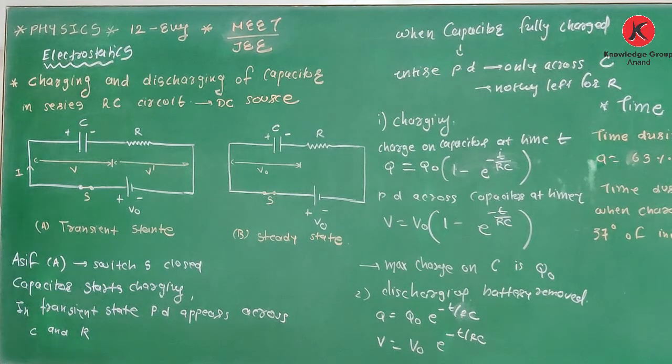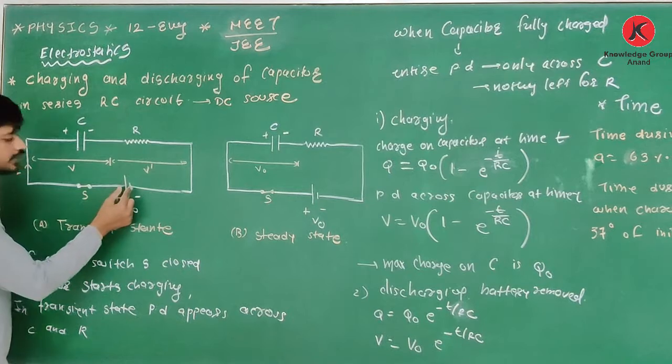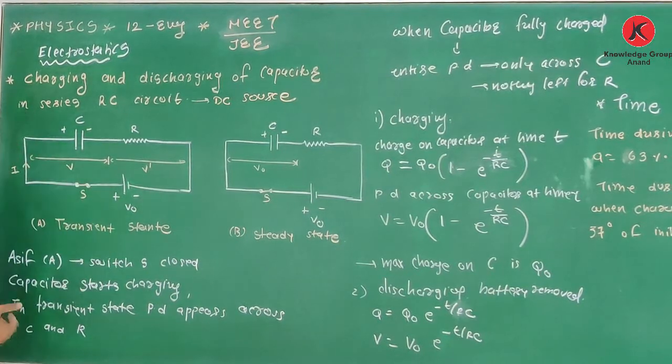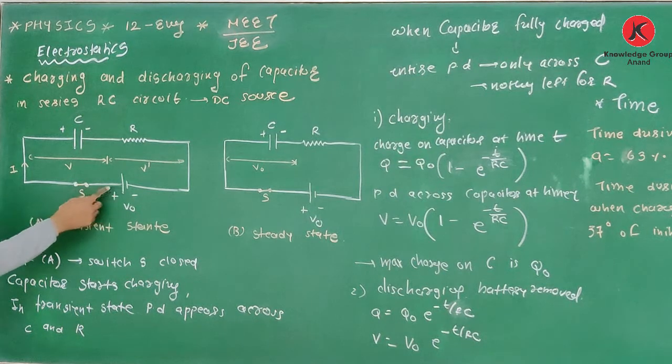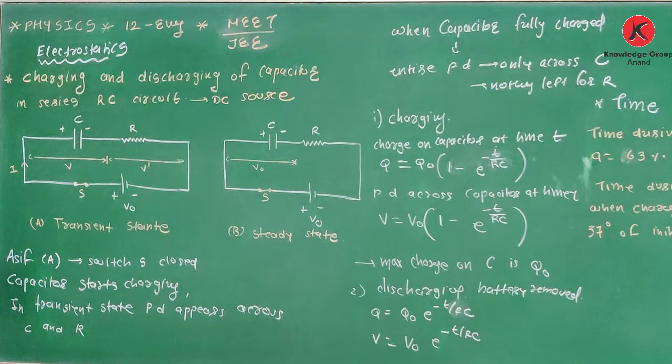What happens? See, the potential difference between the two ends of the cell, the battery, is V0, capacitance C, and resistance R. As this switch is closed, obviously current flows in the circuit, and this capacitor gets charged. So as shown in figure A, when the switch is closed, the capacitor starts charging.